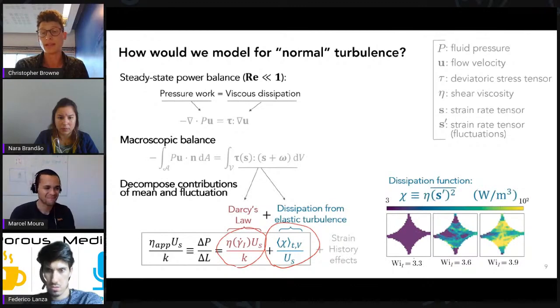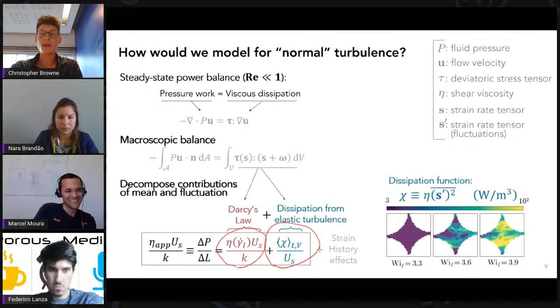And you can measure that at the core scale and see that above the onset, you see these bands of dissipation.